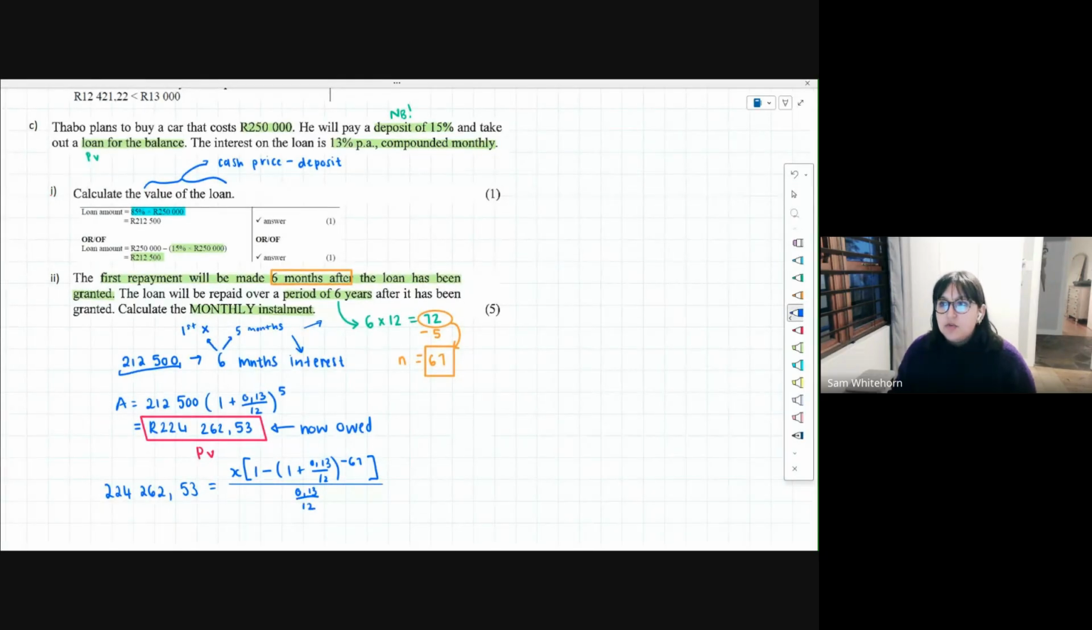Now again, guys, if you wanted to, you could just go and divide both sides by this blue rectangle because x has been multiplied by that value. If you want to do it step by step, do it step by step. There's nothing wrong with that. But we end up with a monthly repayment of 4,724 Rand 96 cents.